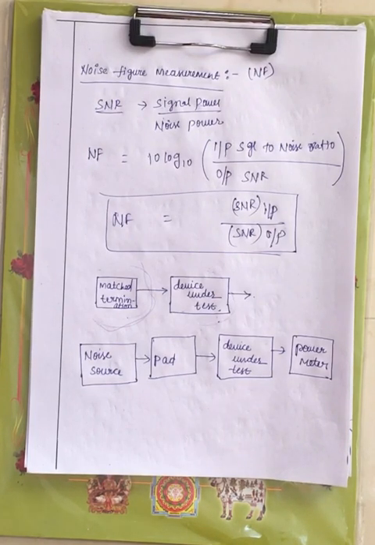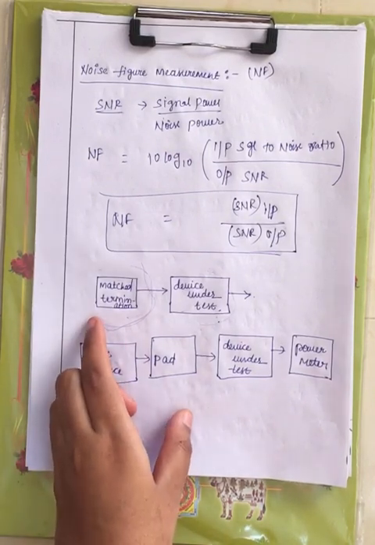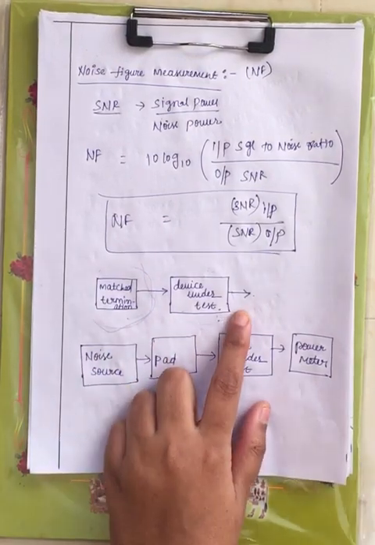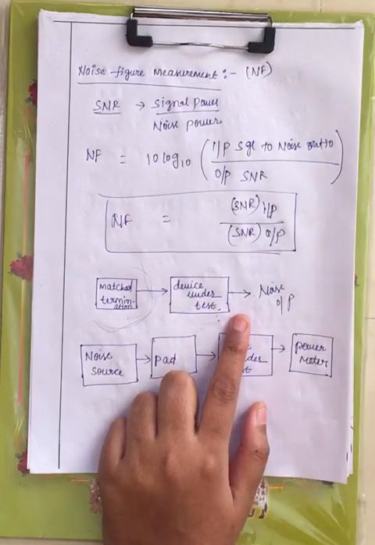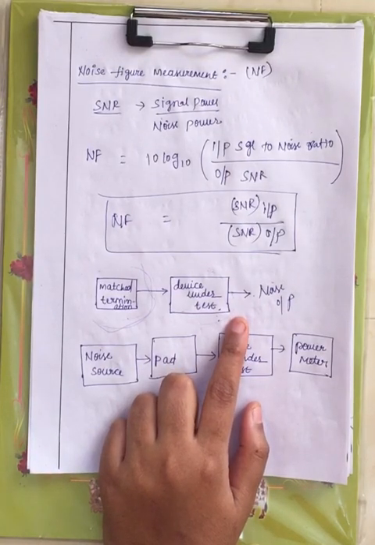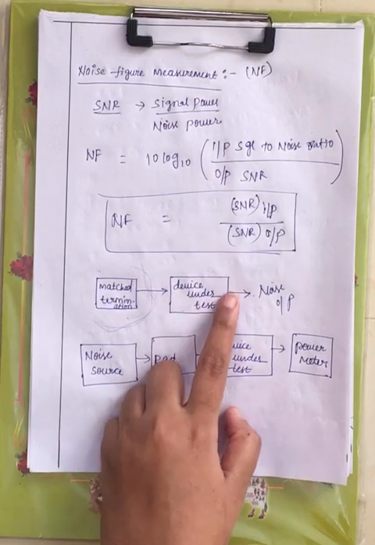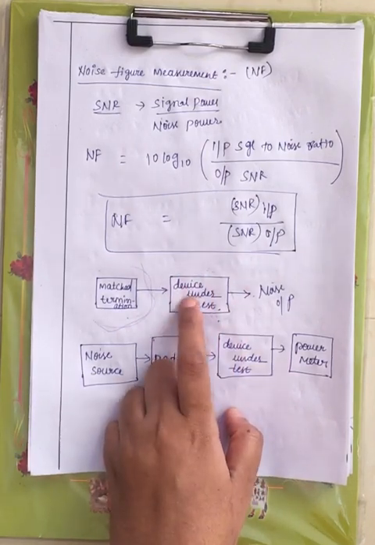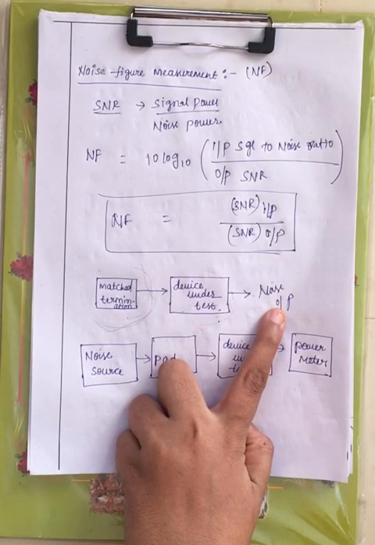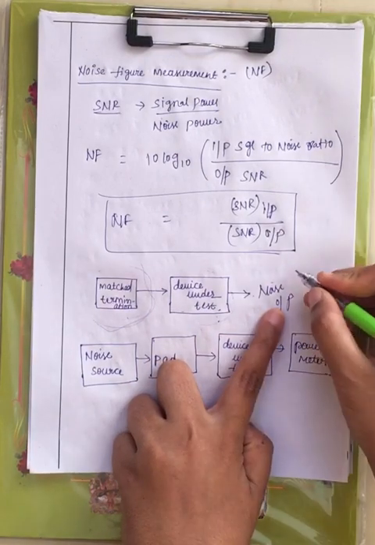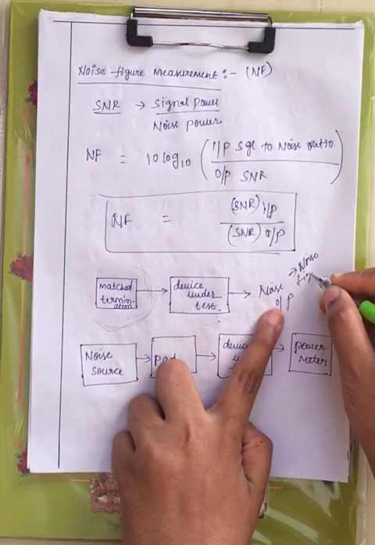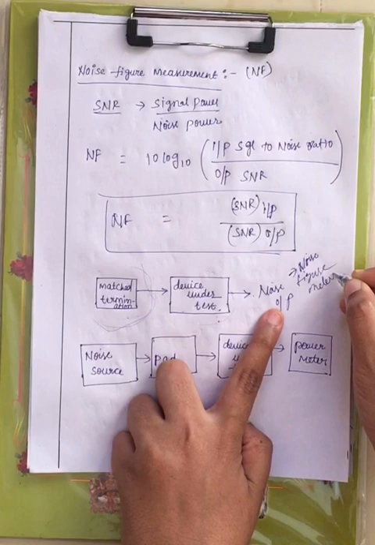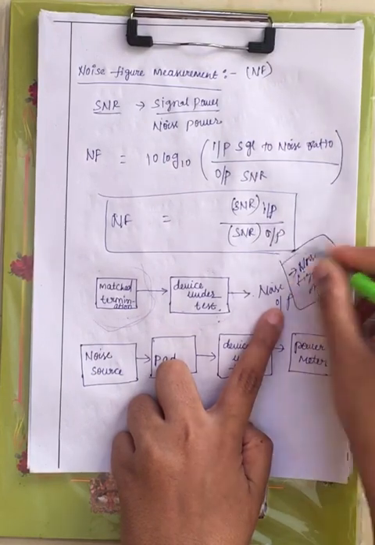Now if you see this structure, here you will get the noise output. Initially the noise output from the device under test is what you are finding. You will have a noise figure meter, and using this noise figure meter you can calculate the noise factor.